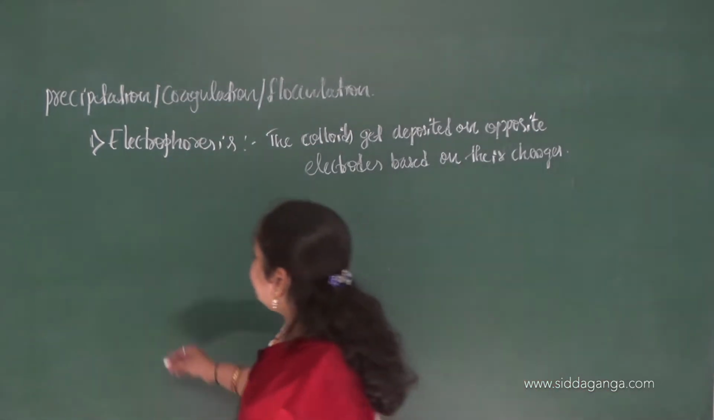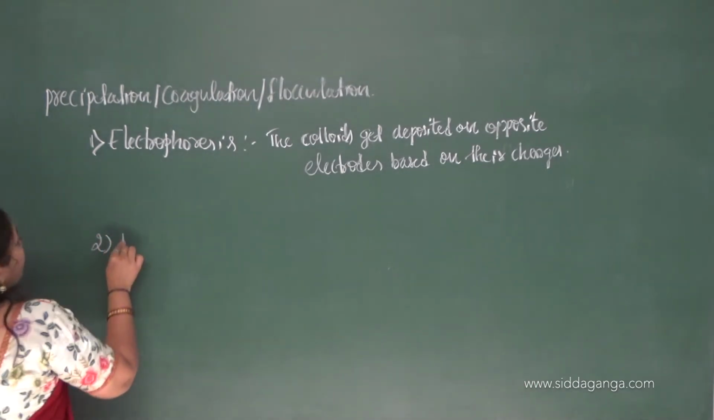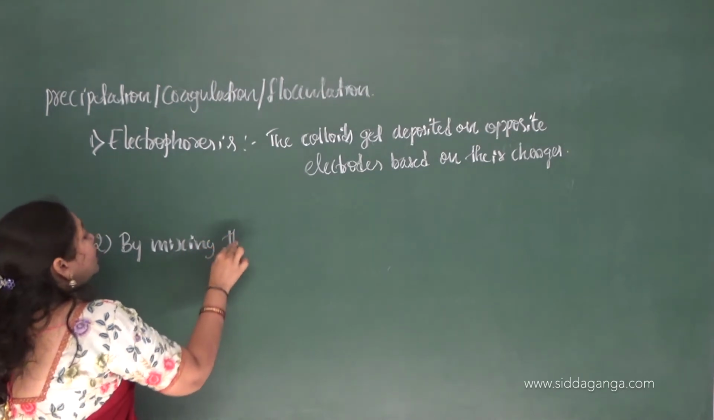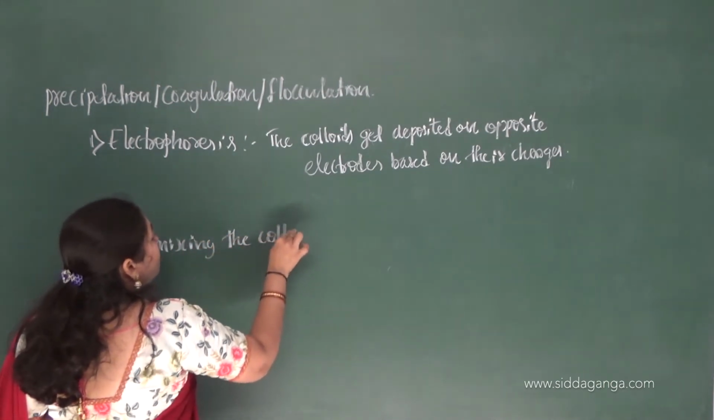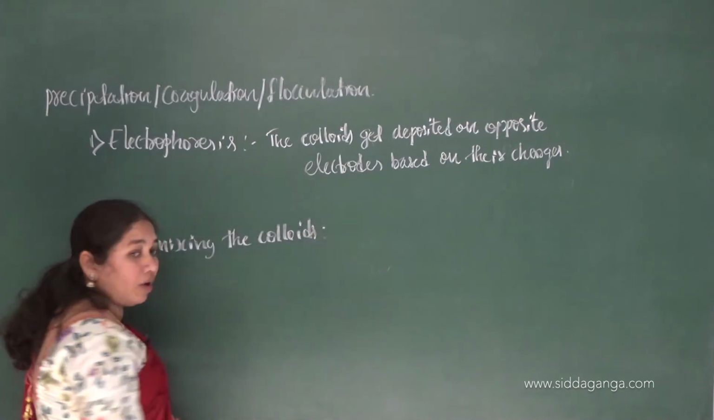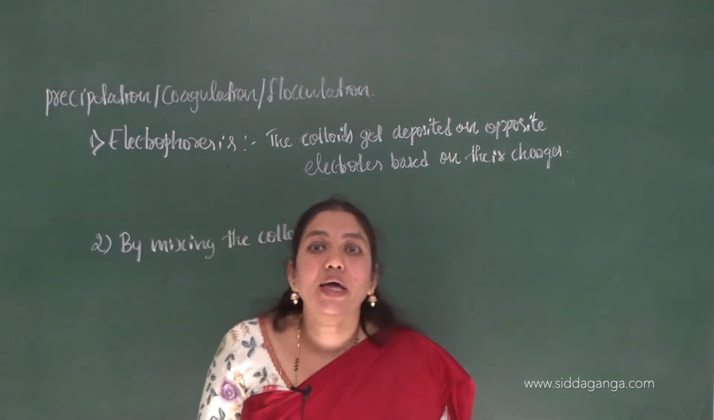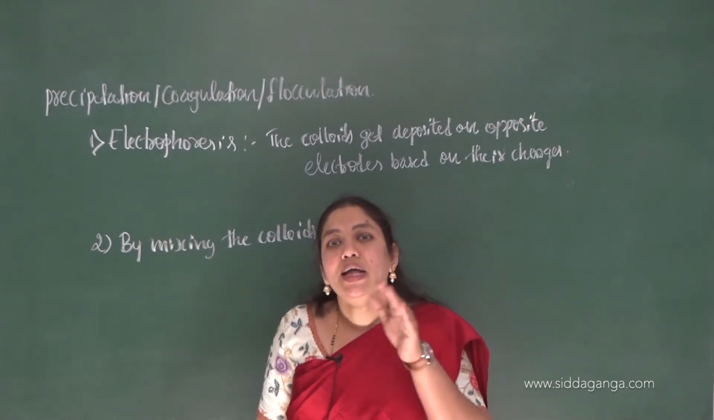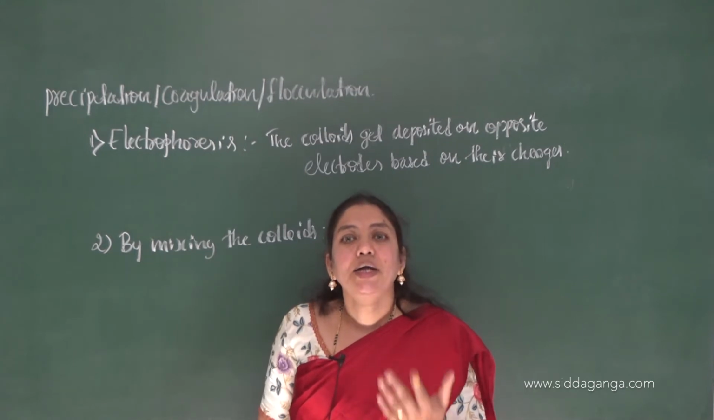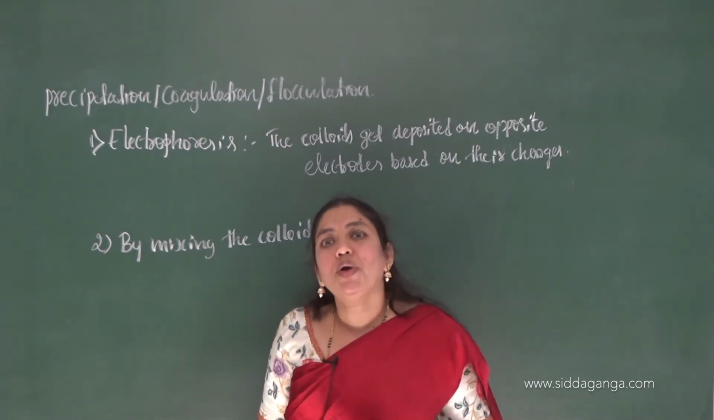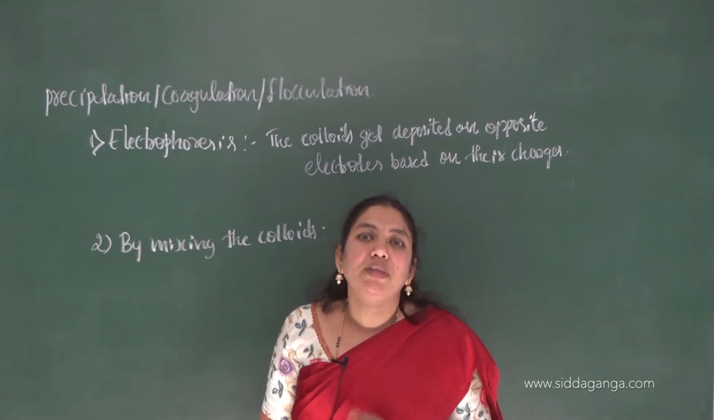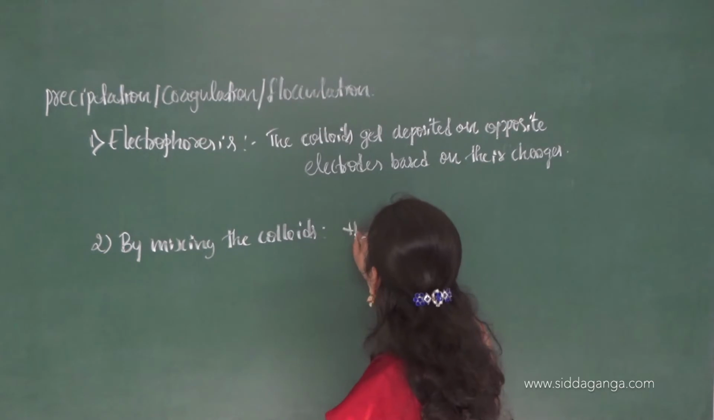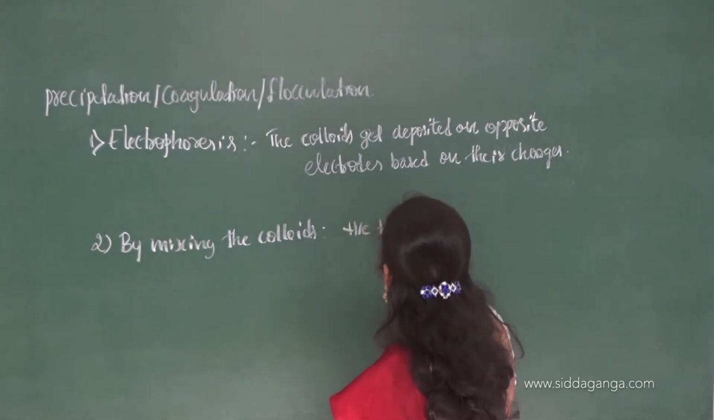So next one, second method, if you have by mixing the colloids. So what is this mixing of colloids means? So here if you take a positive colloid and if you mix with a negative colloid, the charge will get neutralized. And the solution what you are going to get will be a precipitate of that colloidal solution. It is a simple process where we are going to mix a positive colloid with a negative colloid.